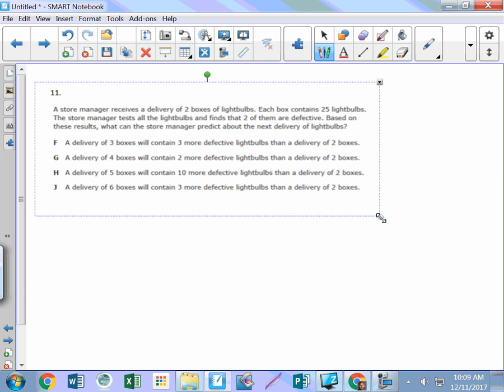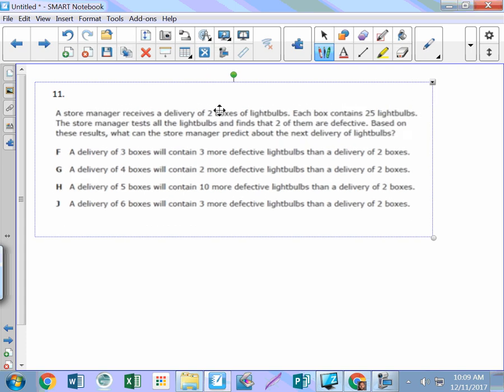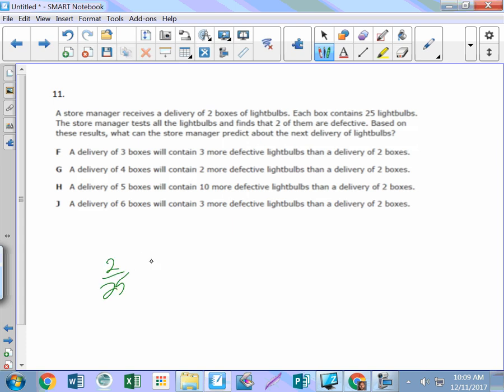All right, number 11. A store manager receives a delivery of 2 boxes of light bulbs. Each box contains 25 light bulbs. The store manager tests all the bulbs and finds that 2 of them are defective. So 2 out of 25 are defective. Based on these results, what can the store manager predict about the next delivery of light bulbs? A delivery of 3 boxes will contain 3 or more defective bulbs. If I had 3 boxes, this would be 75. That would be 150 divided by 25, which would be x equals 4.